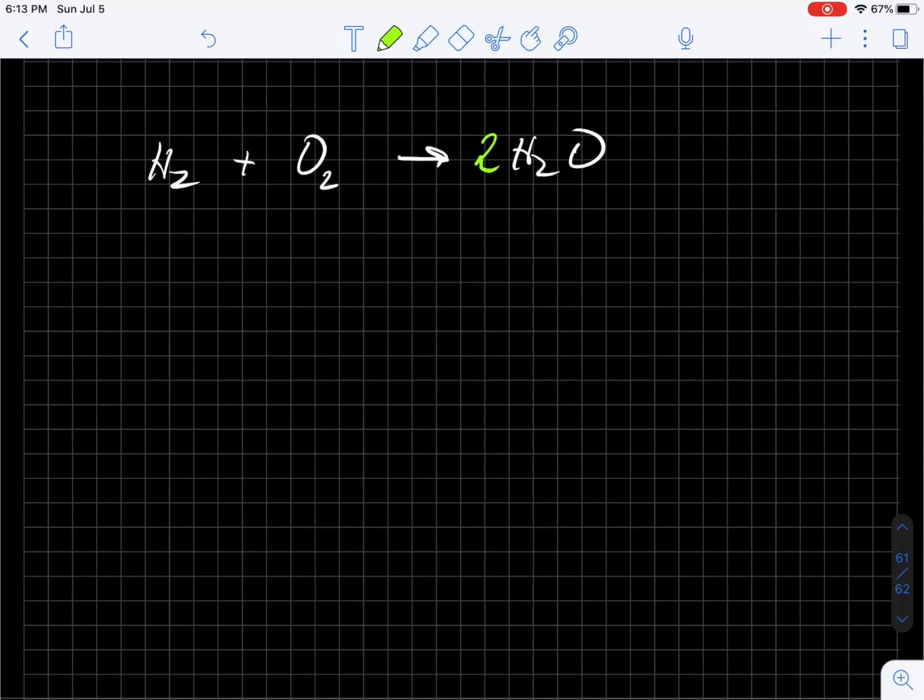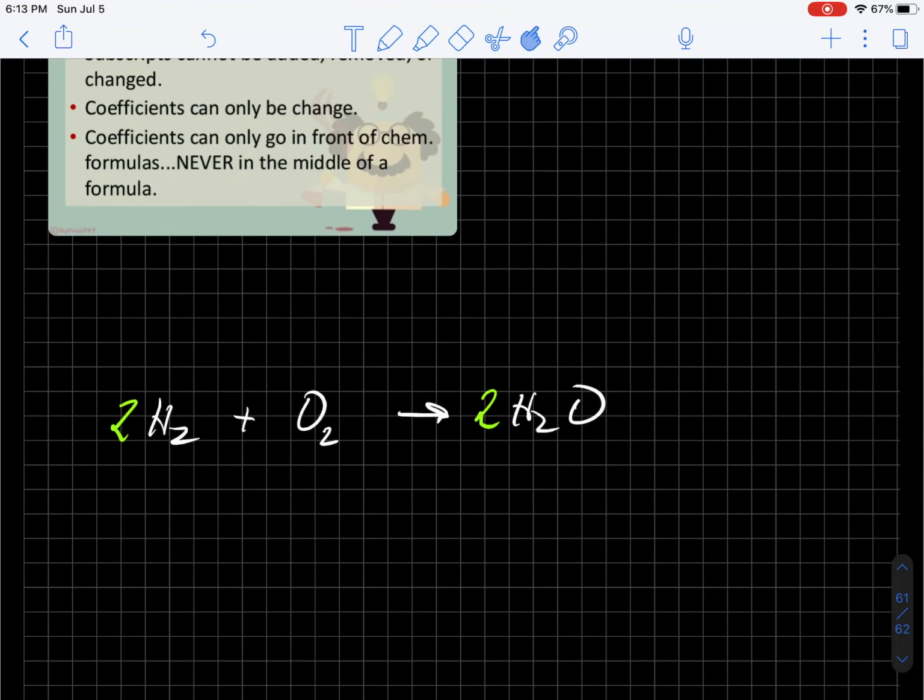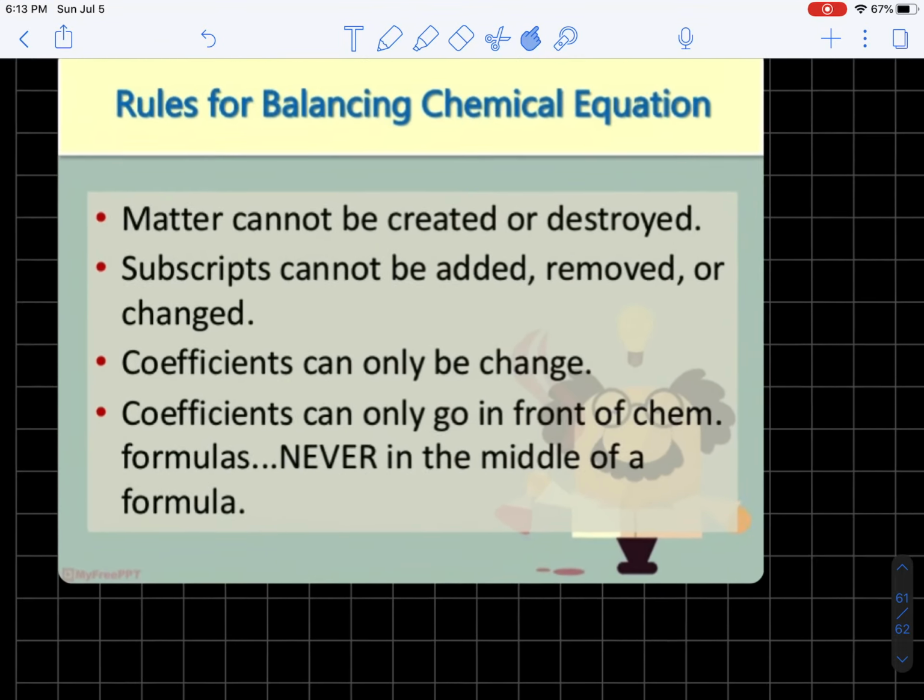If I put a 2 out in front of the water molecule, 2 moles of water, now I have 2 oxygen atoms on each side, and all I have to do is say, hey, let's use 2 moles of hydrogen. Now we have 4 hydrogen atoms on both sides. The hydrogens are balanced, the oxygens are balanced, the world is perfect.